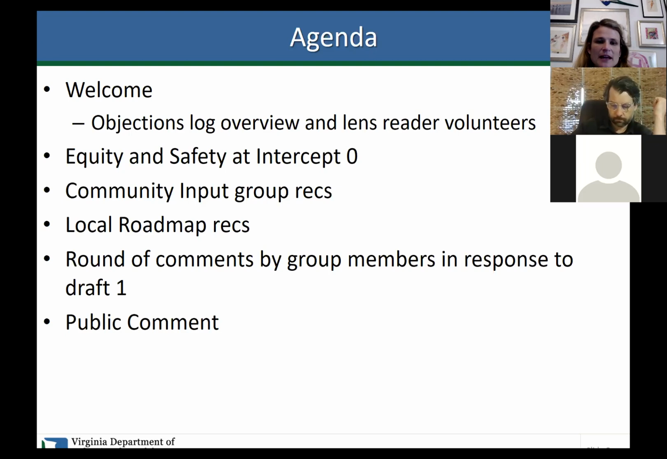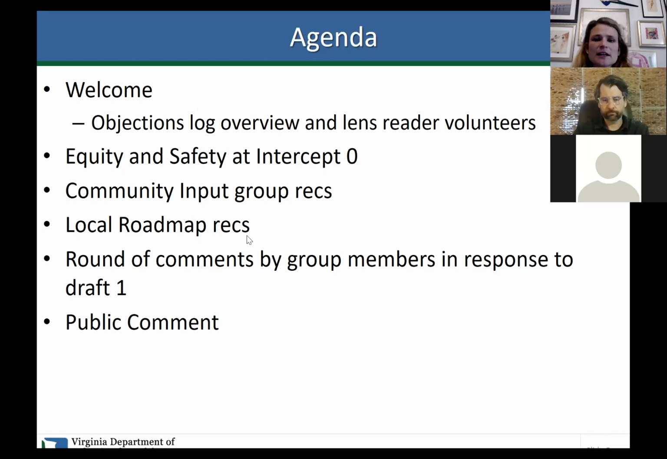So the main presentation today, as far as the more substantive presentation, we have from the Equity and Safety at Intercept Zero group. So that's going to go first.